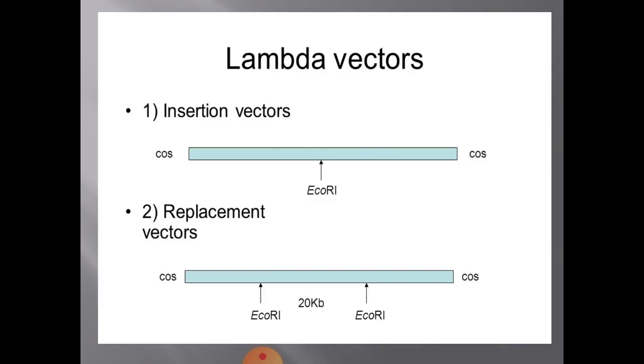Best example for replacement vector is lambda EMBL4, the bottom one. I have given the diagrammatic representation of how exactly insertion is done in my notes. Please refer to my notes. So EMBL4 can carry up to 20 kb insert DNA by replacing a segment flanked by pairs of EcoR1 sites. Sometimes BamH1 or SalI, any one of these restriction enzymes can be used. Here in the diagram I have shown the EcoR1 sites.